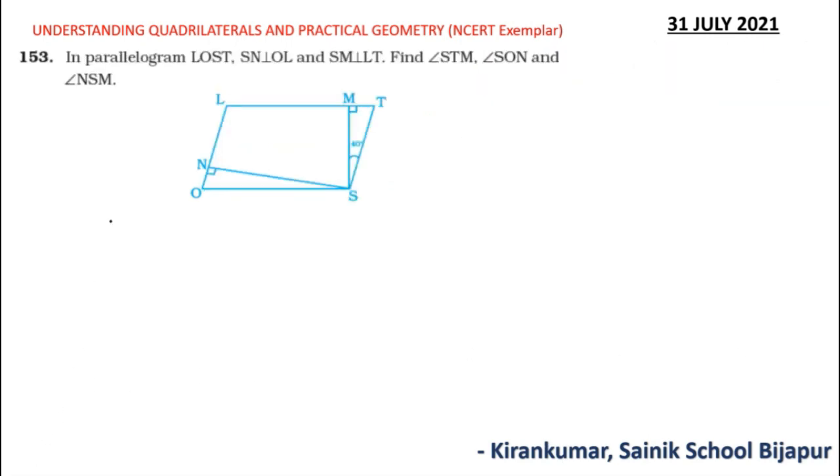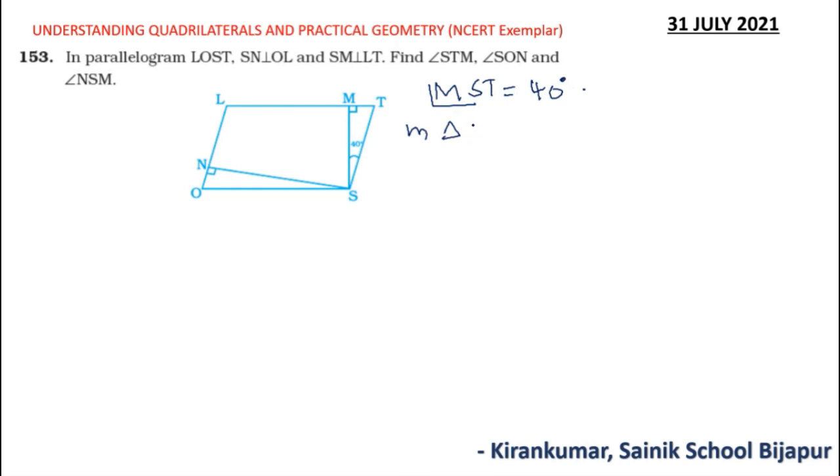Question number 153. In parallelogram LOST, SN is perpendicular to OL, SM is perpendicular to LT. Find angle STM, SON and angle NSM. They have given that angle MST is 40 degrees.